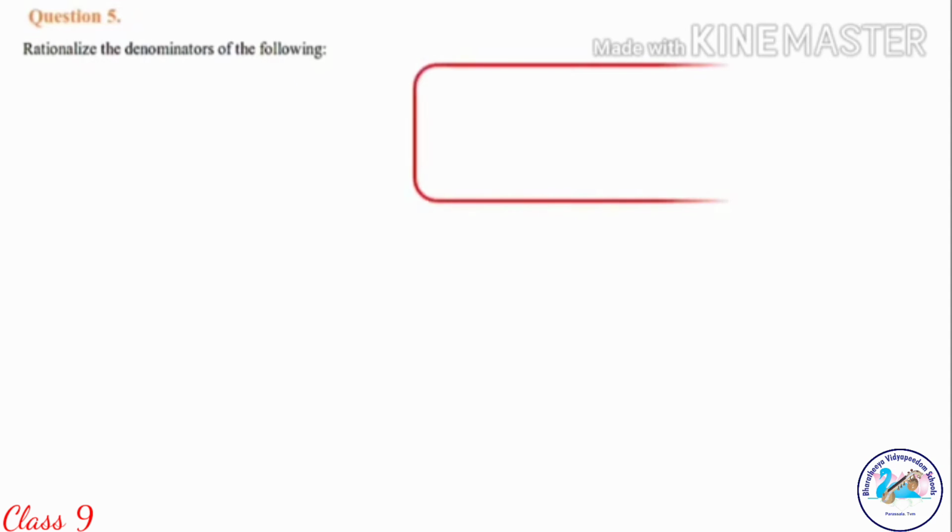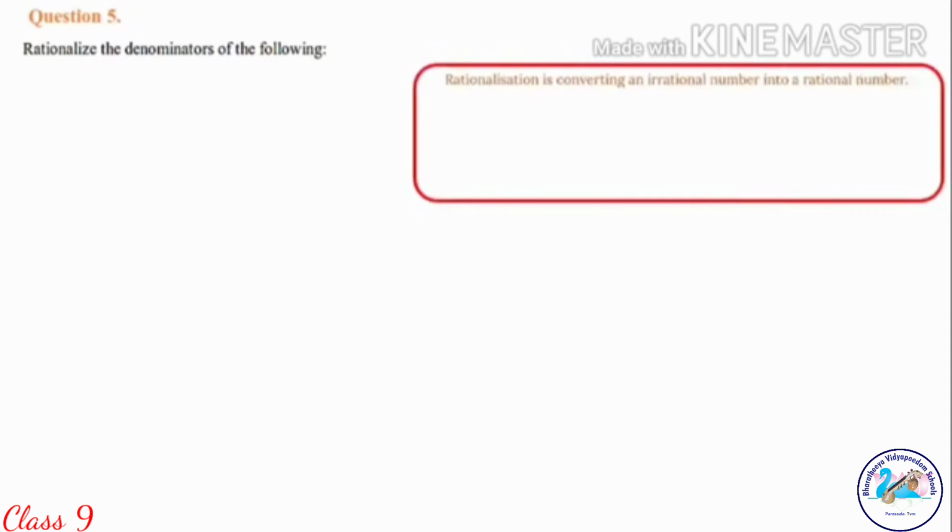Next we shall discuss question number 5. The question is: rationalize the denominators of the following. Here there is a new term for you, that is rationalize or rationalization. So let's see what rationalization means. Rationalization is converting an irrational number into a rational number. Here, rationalize the denominators means the denominator will be irrational, so you have to convert that irrational to rational.